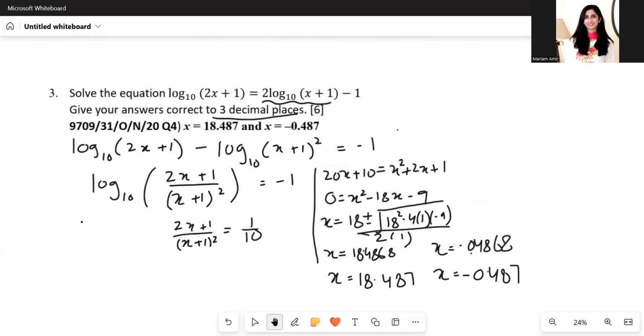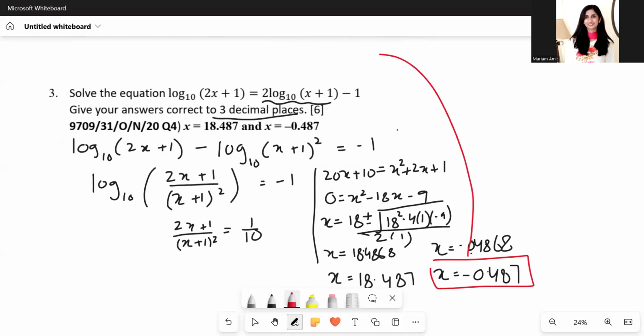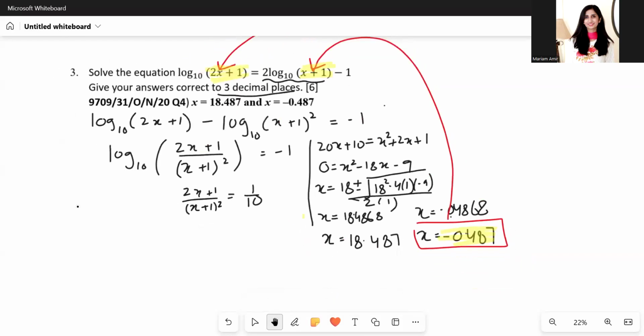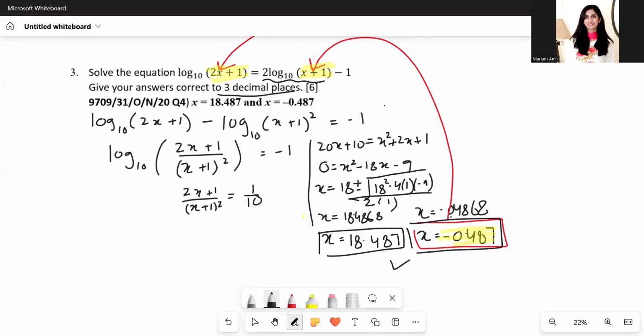Do we need to reject the negative answer or not? Here's our negative answer. When we substitute it here or here, it does not make the log term negative. So this will not be a negative value because this is a small negative value. So when you add 1 to it, it becomes positive. Similarly here, this is still positive. That means both of these are the solution to this log equation. So now you don't write only any one of them. Both of these are part of the solution.